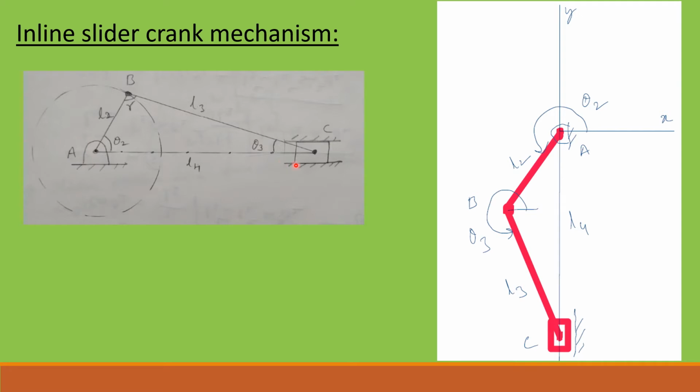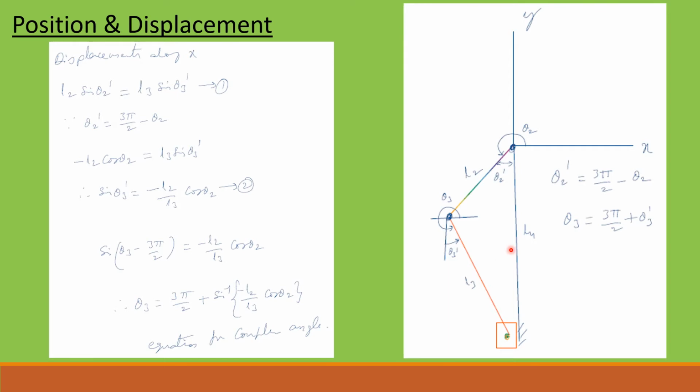But in today's video I am going to discuss vertical inline slider crank mechanism that is at 270 degrees from horizontal axis. So in this picture you can see crank is at an angle theta 2 from horizontal. Similarly coupler is at an angle theta 3 from horizontal. In the next slides, let us see how to derive position and displacement equations using analytical method. As you know, this is a vertical inline slider crank mechanism.